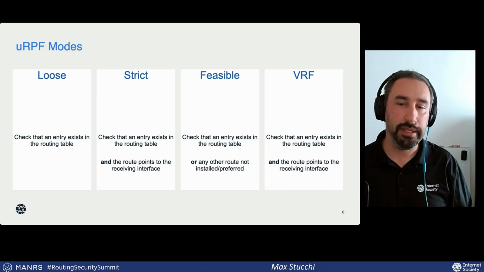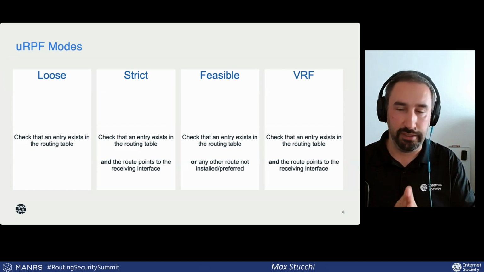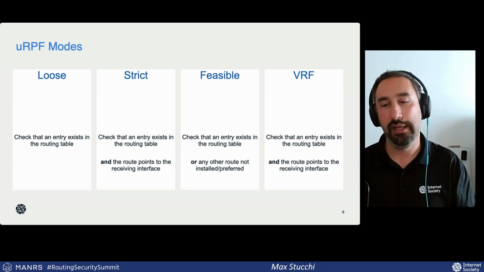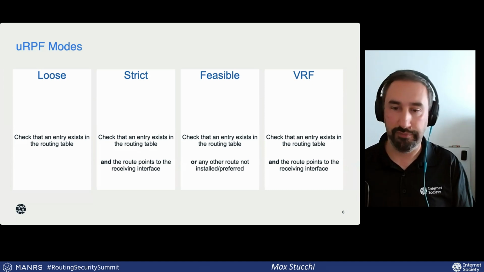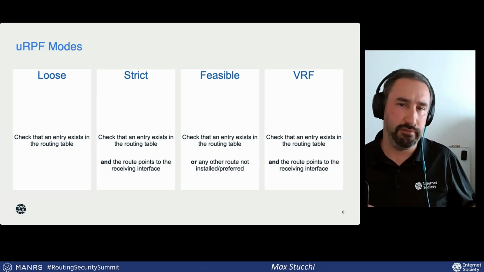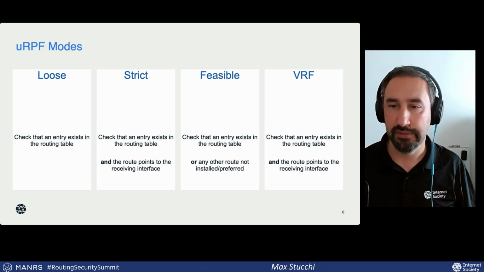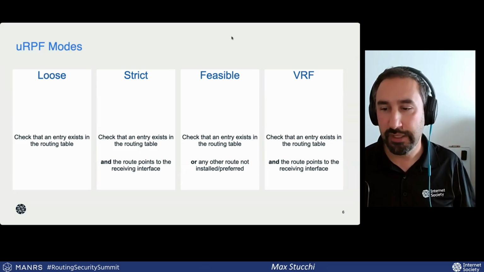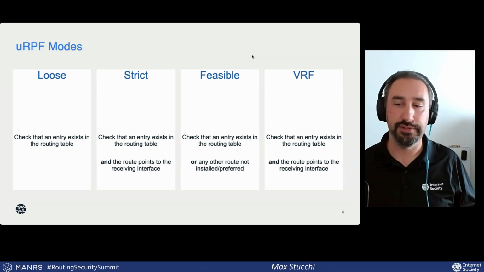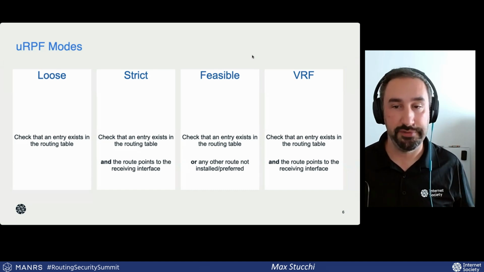Strict is what's recommended, but there is also feasible path RPF. And just to mention it, you check that an entry exists in the routing table or any other route, not installed or not preferred. So it's something that says, if you know of a way to reach that network, let's just route those packets. And then there is VRF, where you check that an entry exists in the routing table and the route points to the receiving interface. It's similar to strict mode, but it's based on VRFs.